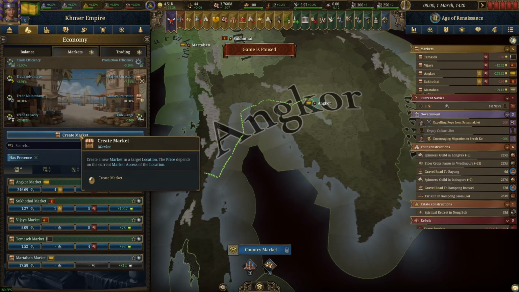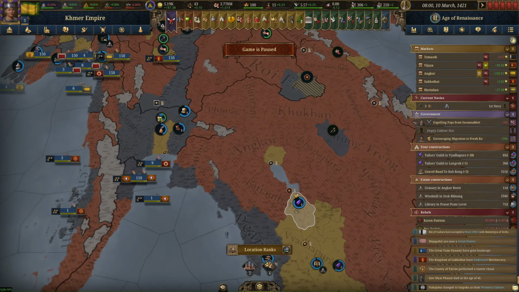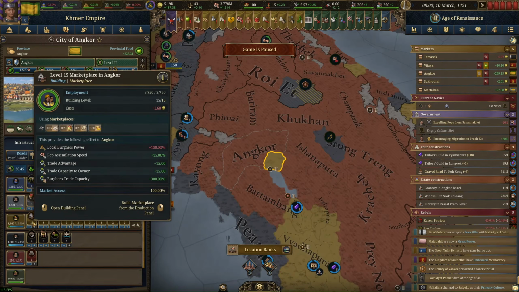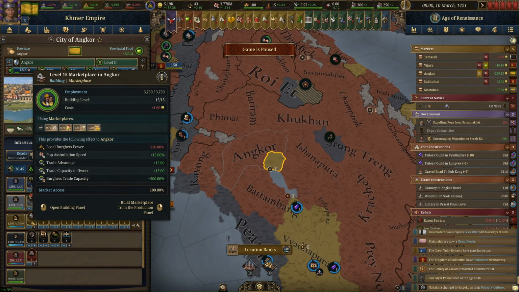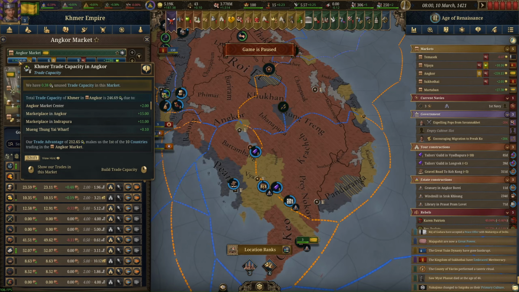And now, first, I think that the capital of the market and the capital of the country should be exactly the same location. Second, the minimum requirement for creating a new market is establishing it in a city that has the maximum level of marketplace. Then I would add at least 2 towns and eventually 2 cities and also upgrade their marketplaces to the maximum. This is so the new market doesn't choke itself and suddenly run out of trade capacity.